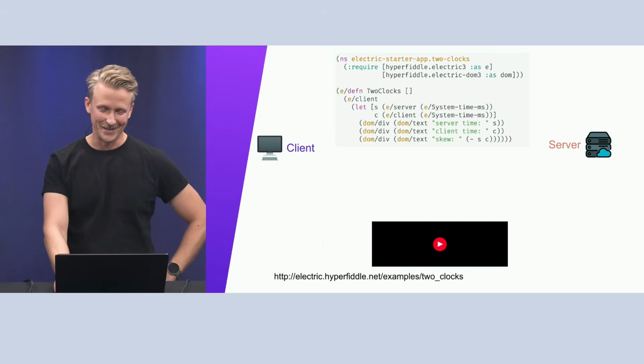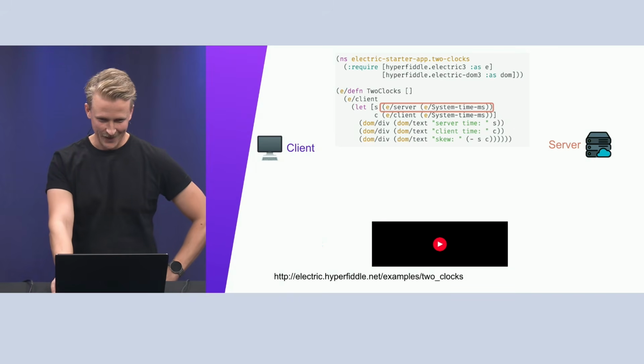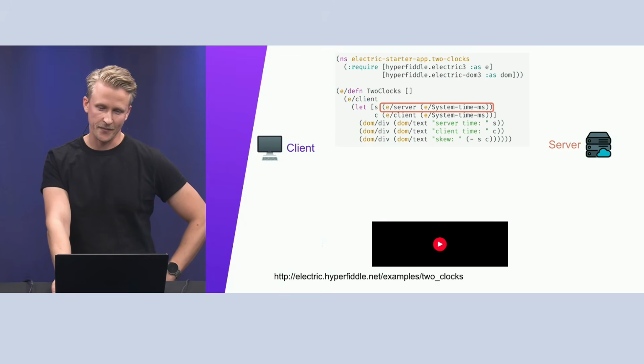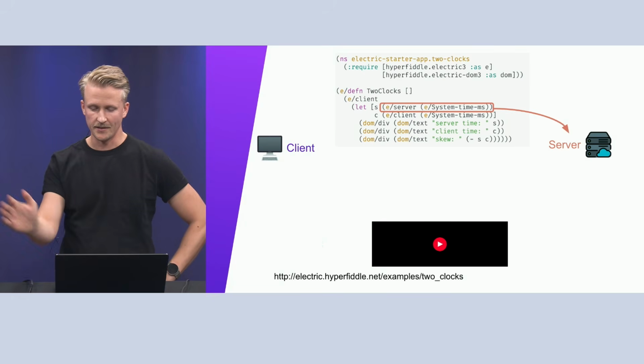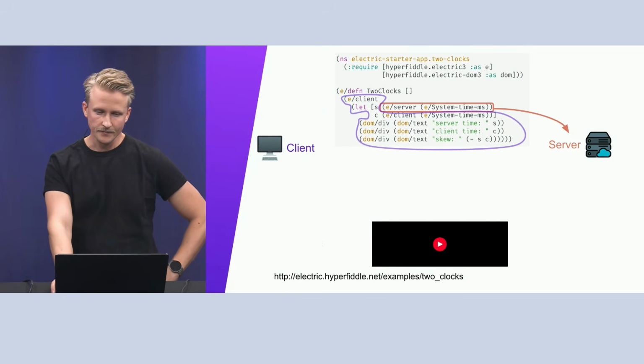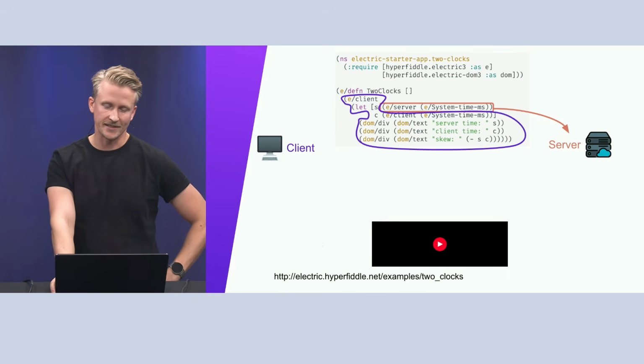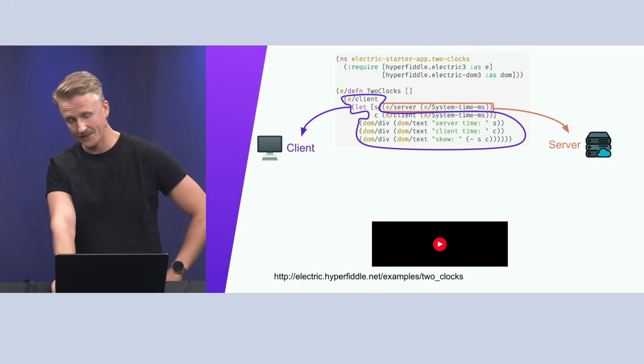And it is pretty bonkers. So you can see here we have some server code. It's something that calculates the system time on the backend, and it runs, obviously, on the server. And at the same time, we have the rest, which is client code, and it runs on the client.